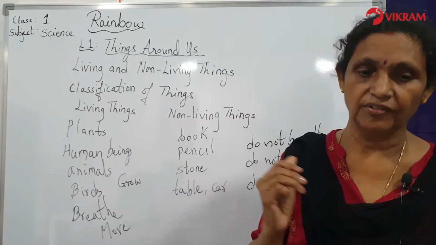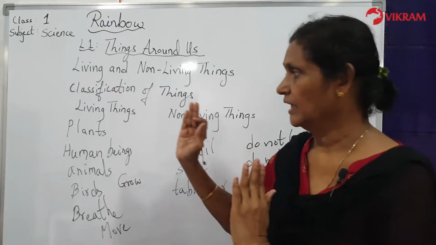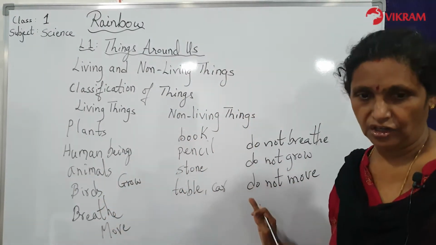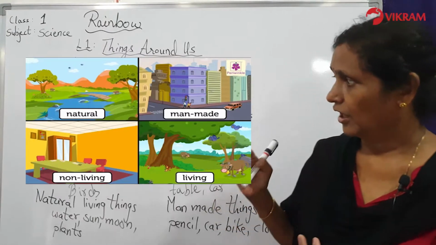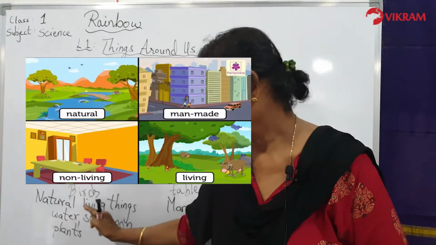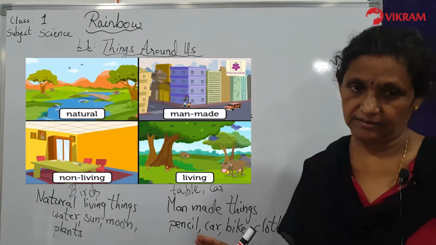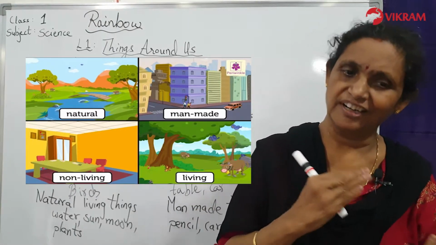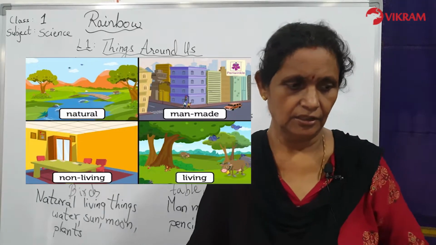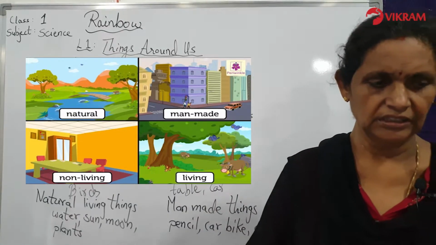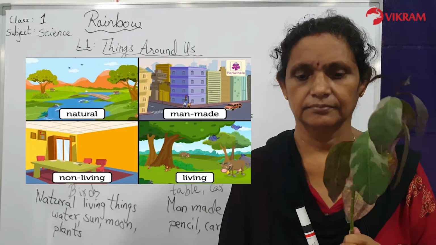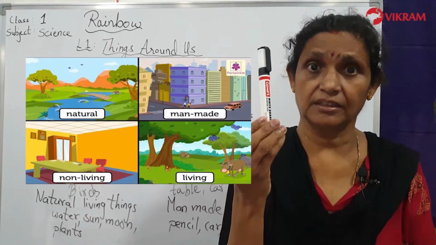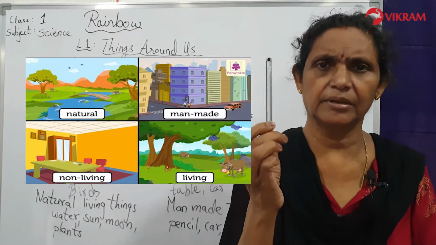So children, you have understood the difference between living things and non-living things. Now we are talking about natural things and man-made things. Now you have understood first living and non-living. Next we will talk about natural and man-made things. Everybody knows, children, this is a natural thing. This is a man-made thing. Even this is a man-made thing.